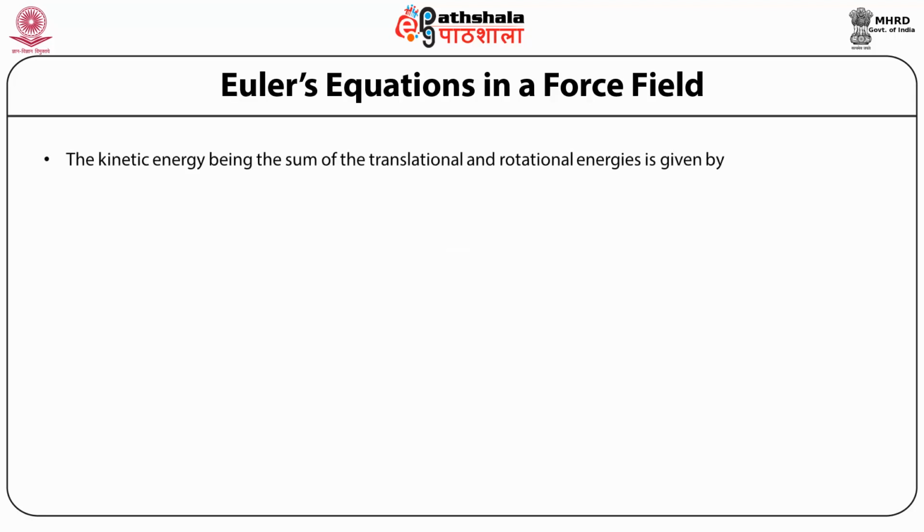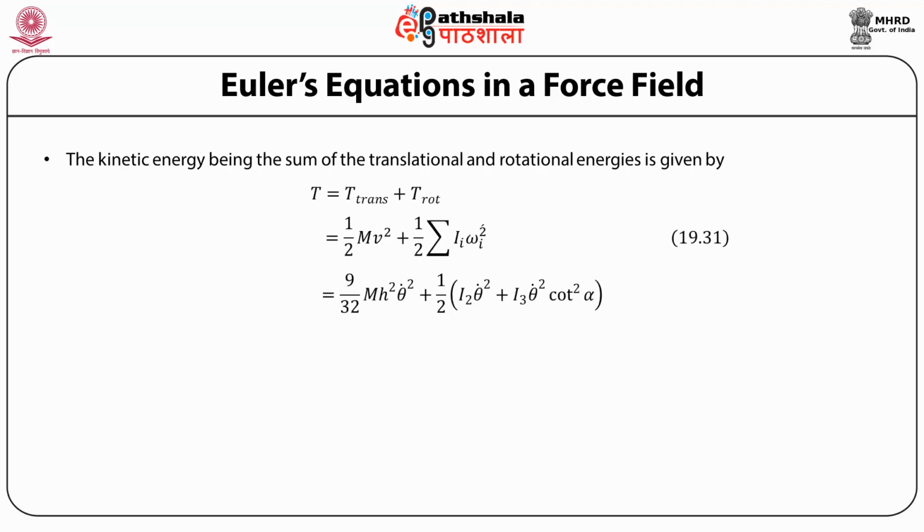The kinetic energy, being the sum of the translation energy and rotational energy, is given by half mv square, where v is the velocity of translation, plus half sigma I omega I square. And when we put the expressions for omegas, we can express the energy T in terms of the angular velocity theta dot and the moment of inertia.